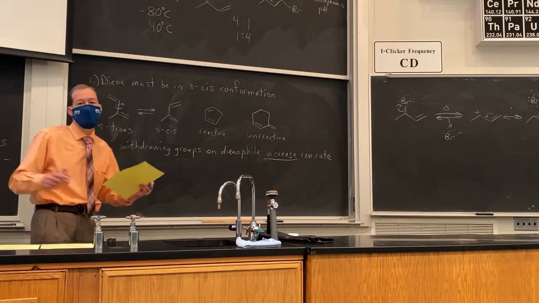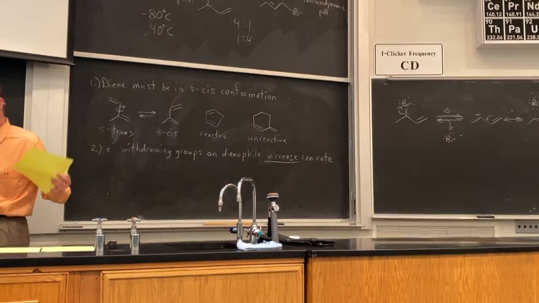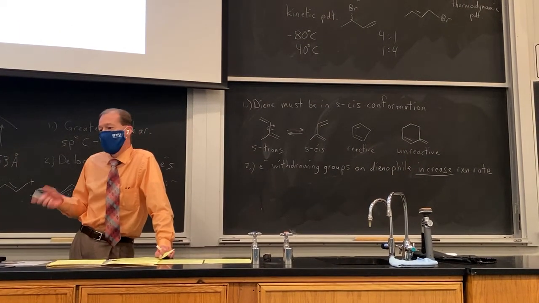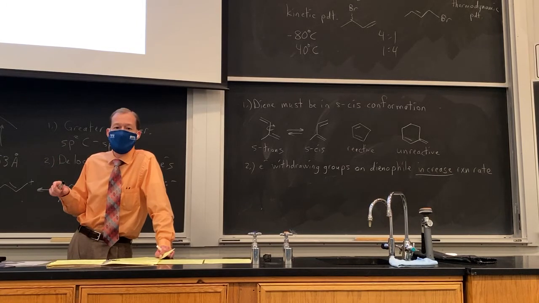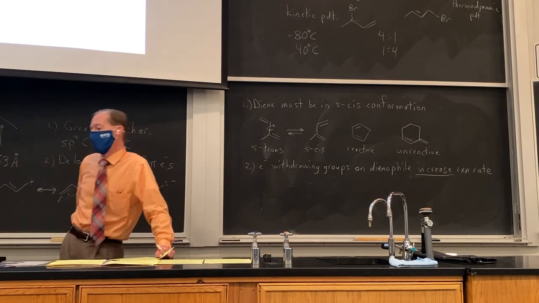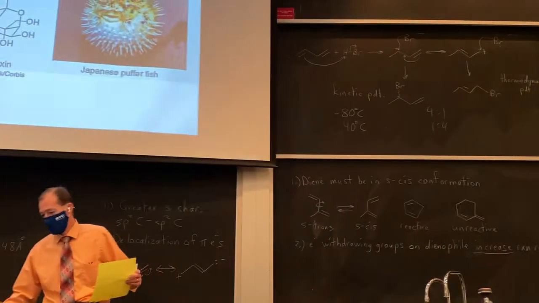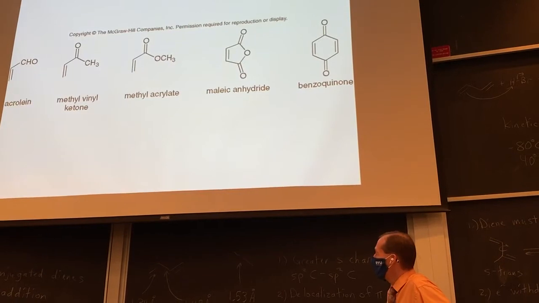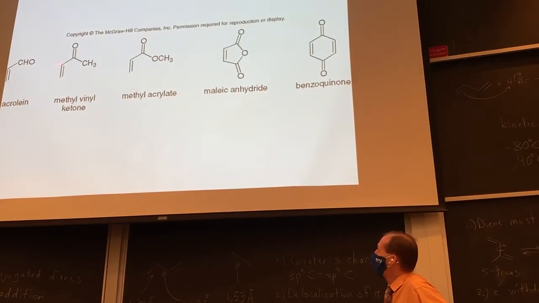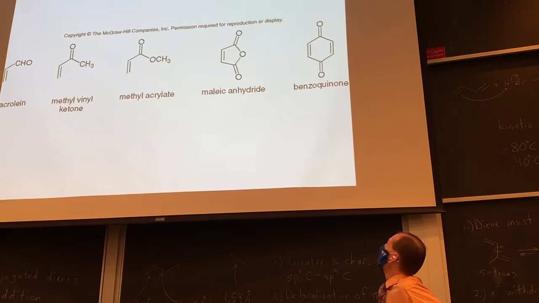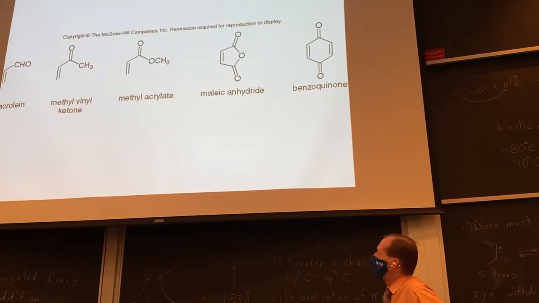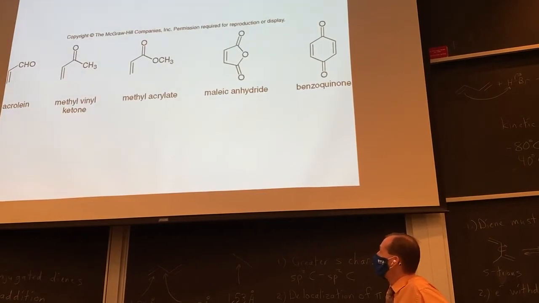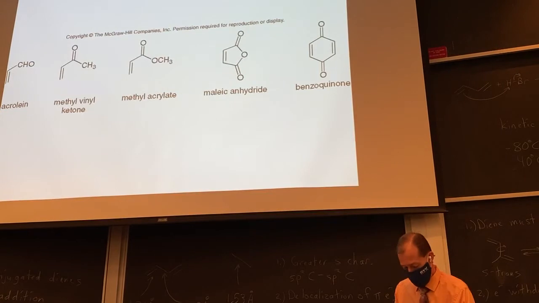I erased it, but if you go back in the video and look at the original reaction that Diels and Alder conducted, there were carbonyl groups that were conjugated to the double bond of the dienophile. If we look on the screen here, you see that these are some common dienophiles. And you see that they all have carbonyl groups. This aldehyde has a carbonyl group, even though it's not drawn out. But you see all of these have carbonyl groups that are conjugated to double bonds.